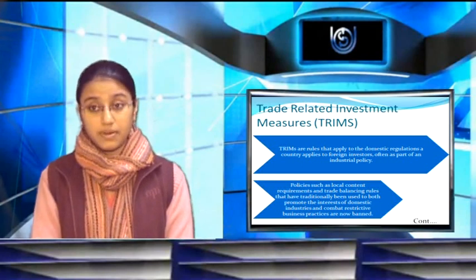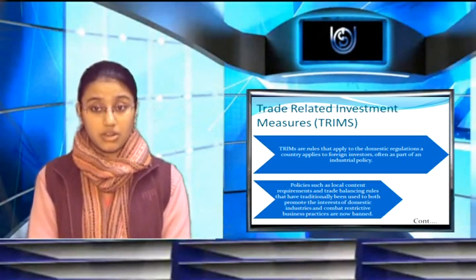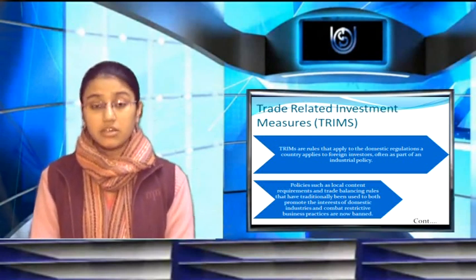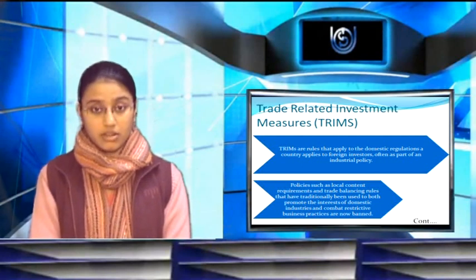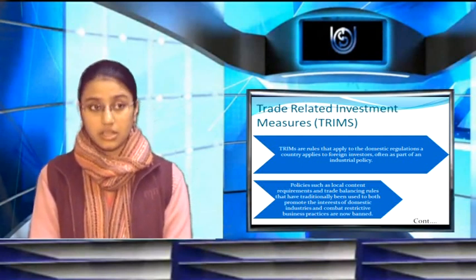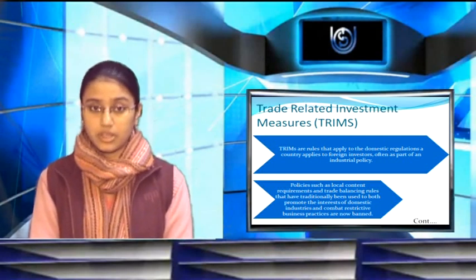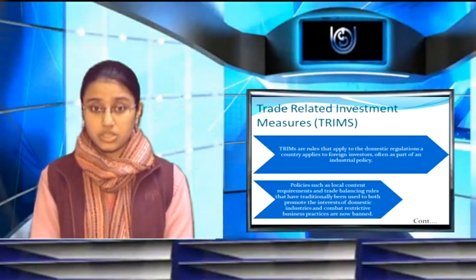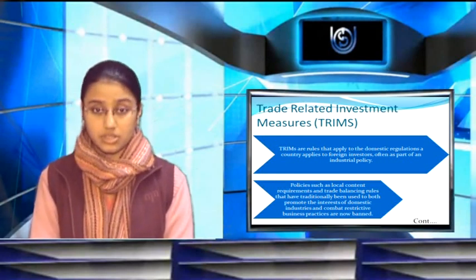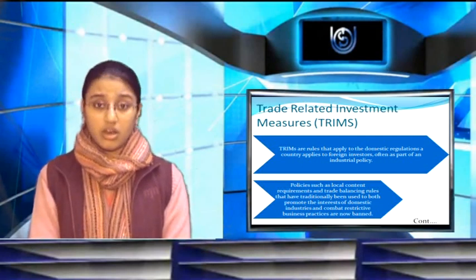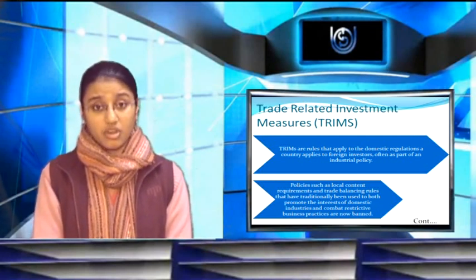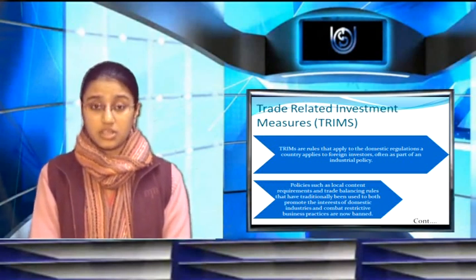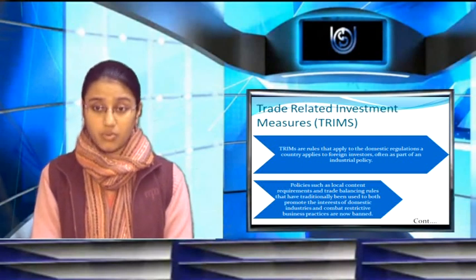TRIMS are the rules that apply to the domestic regulation a country applies to the foreign investor, often a part of industrial policy. When foreign trade comes into the picture, and after globalization, we can invest, and there were n number of investment sources, and through this the FDI earning was there for the particular company or economy, and an economy can earn FPI as well. So proper regulation and proper rules are required for that.